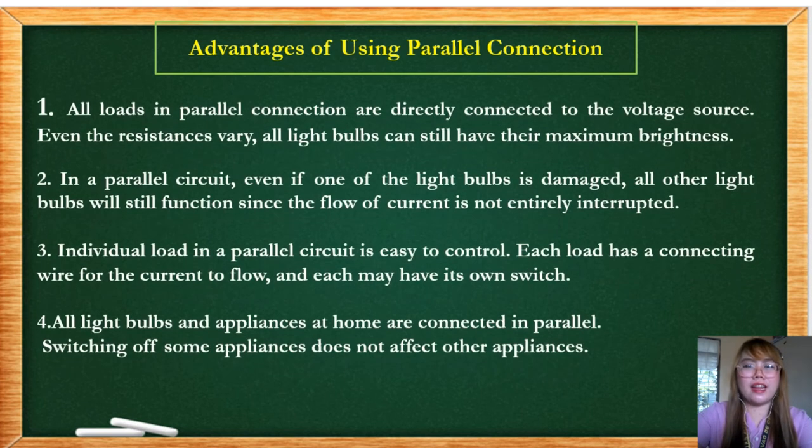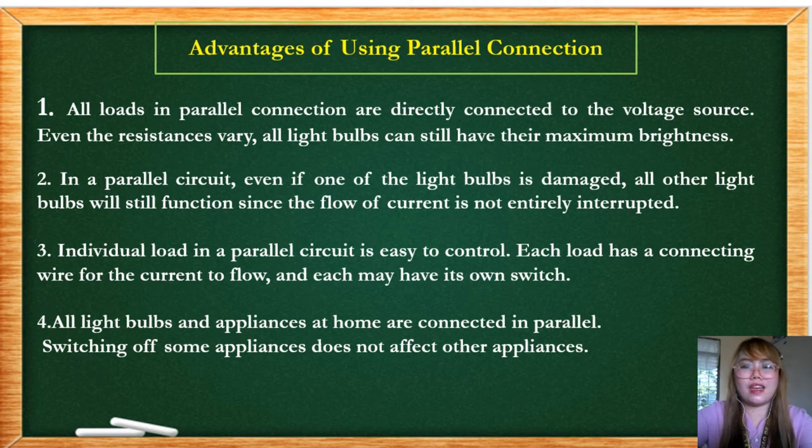Let's also discuss the advantages of using parallel connection. These are some of the advantages. Number 1. All loads in parallel connection are directly connected to the voltage source. Even the resistances vary, all light bulbs can still have their maximum brightness. Number 2. In a parallel circuit, even if one of the light bulbs is damaged, all other light bulbs will still function, since the flow of current is not entirely interrupted.